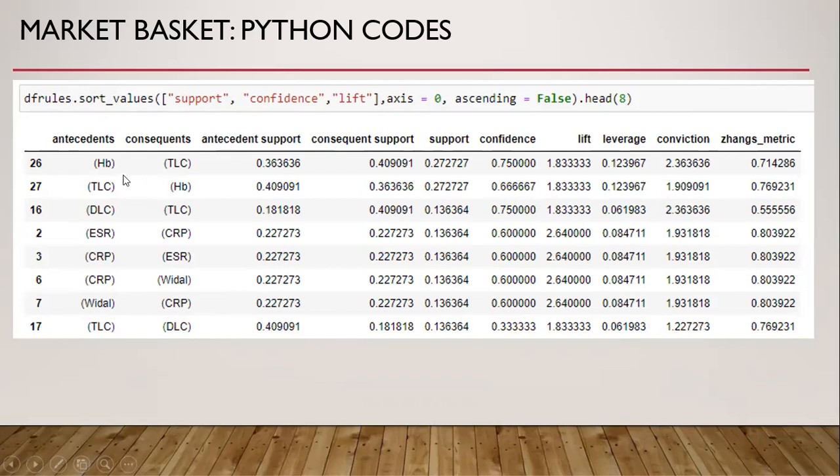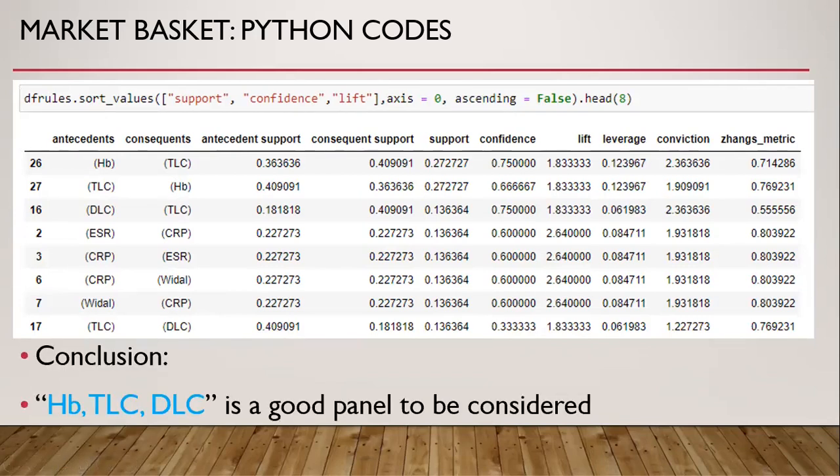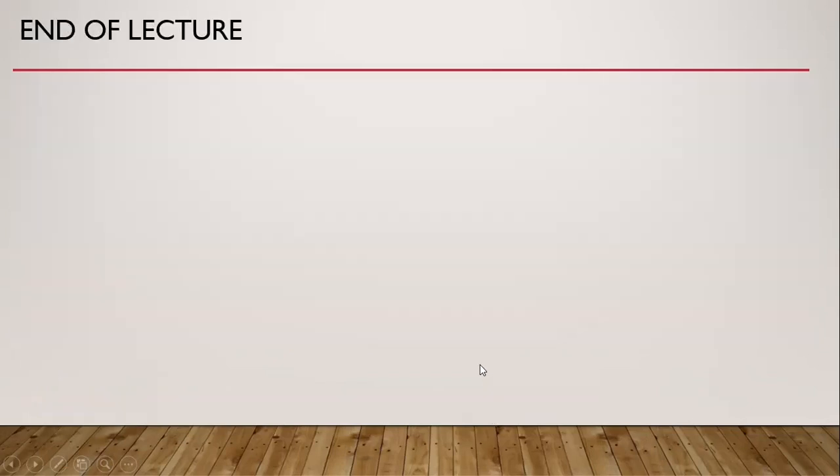So we can see that the combinations HB TLC, TLC HB, DLC HB are the combinations which are frequently associated. Hence, from this database, we can conclude that a combination of HB, TLC, DLC can be a good panel to be considered. So this is all for today. Thank you very much.